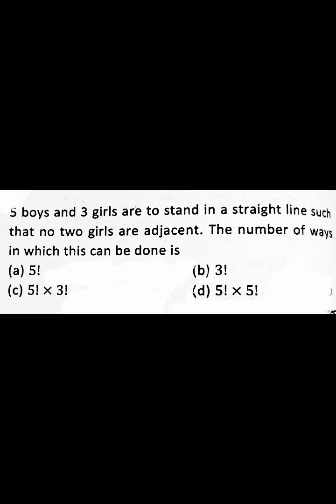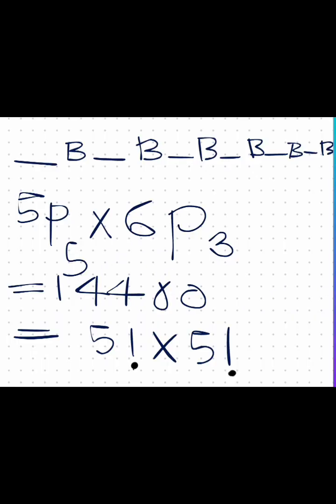The next question is, 5 boys and 3 girls are to stand in a straight line such that no 2 girls are adjacent. The number of ways in which this can be done is dash. So 5 boys and 3 girls are to be arranged in such a way that 2 girls are not adjacent. So it can be arranged like this: a blank, then a boy, then a blank, a boy, a blank, a boy, a blank, a boy, a blank, a boy, then a blank. In such a way, here we can arrange 5 boys. So here we have 6 blanks. In any of these blanks we can fill 3 girls.